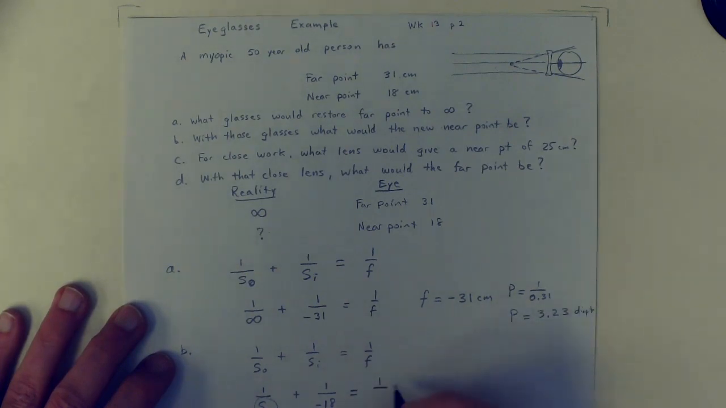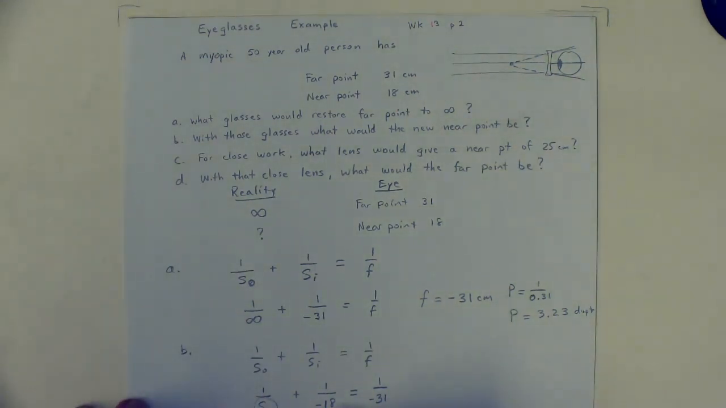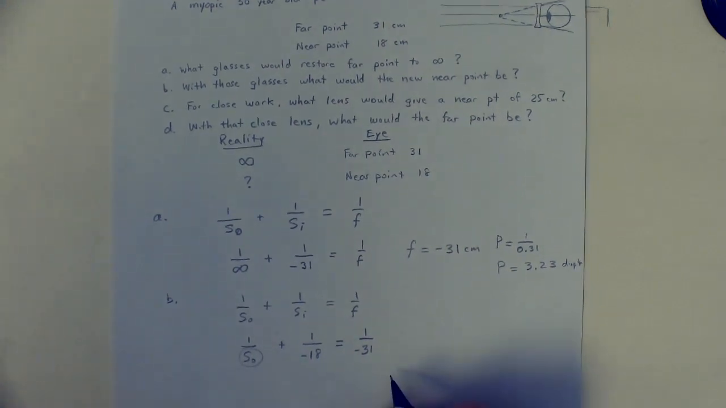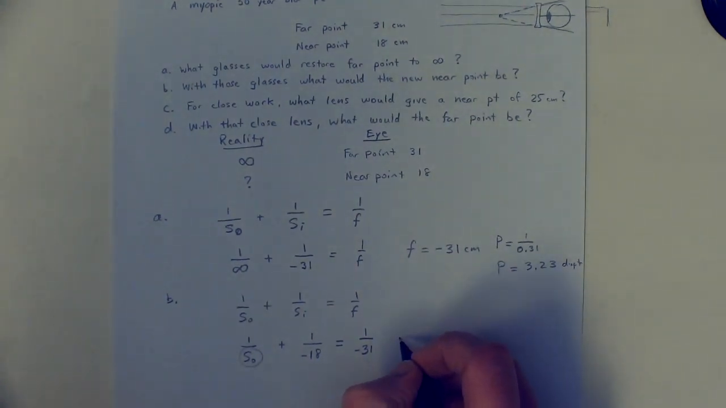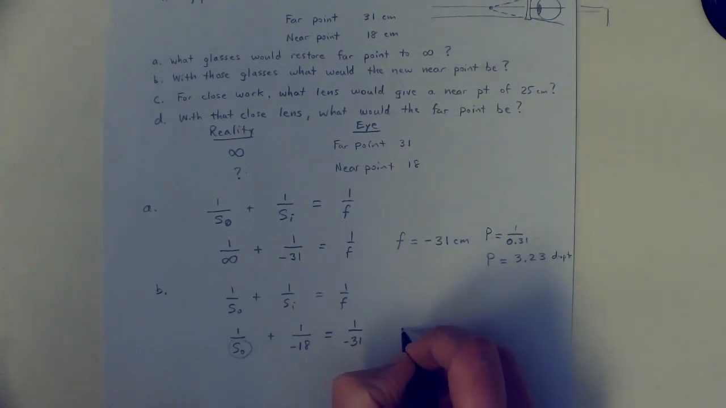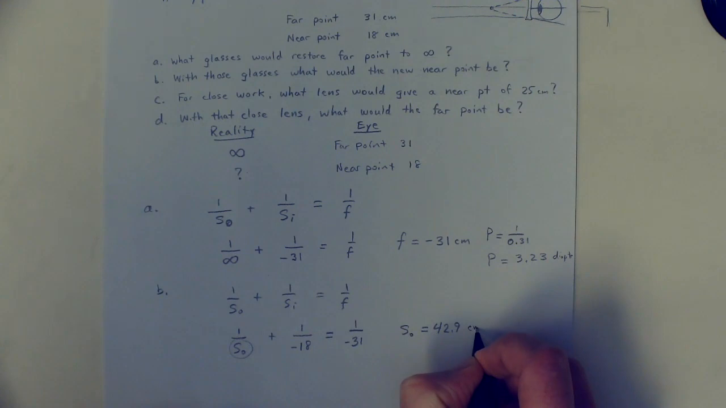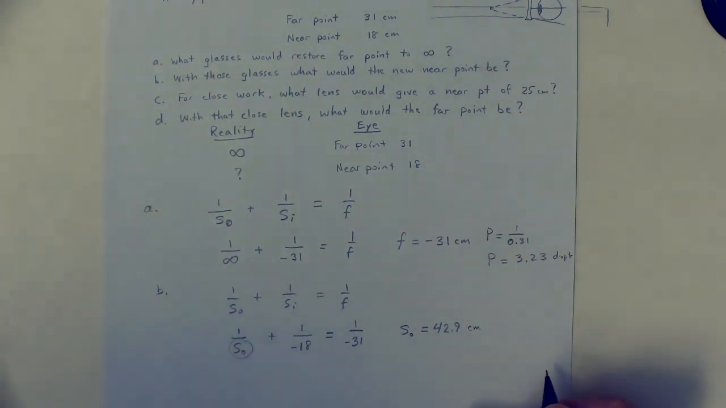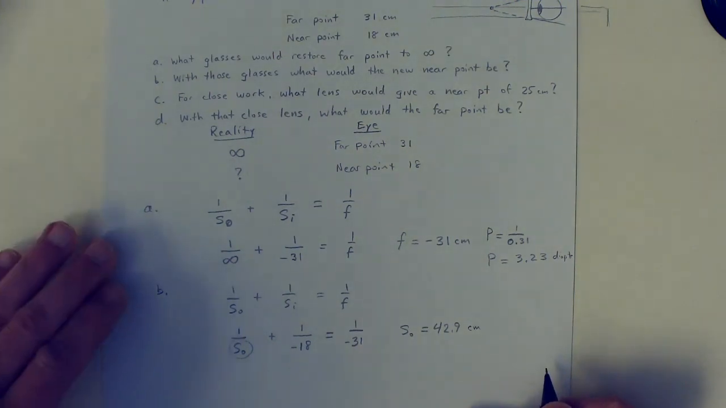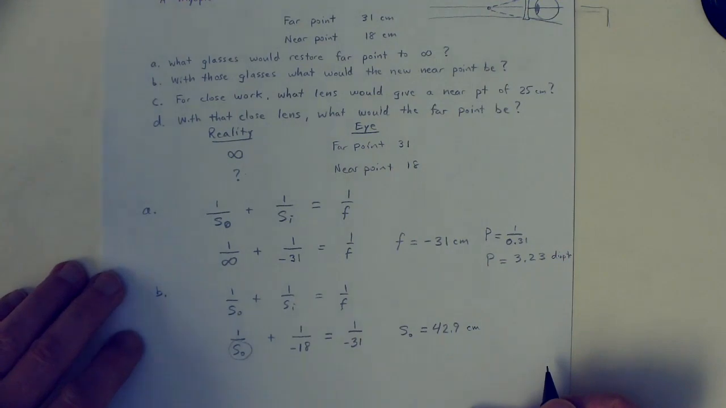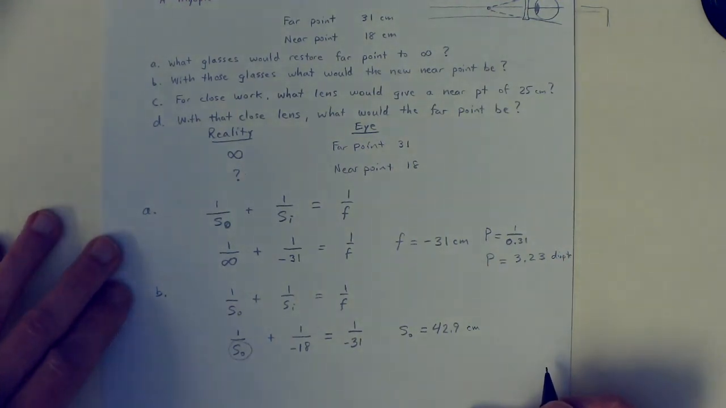Now, we're using the lens we just found. We're trying to figure out where the object would be that would seem to be at 18 when it's using this lens. So now we can calculate all of that and see what we get. And you'll find that the object distance is 42.9, or about 43 centimeters. That's kind of far away. That means this person really won't be able to just wear these glasses for everything. They'll have to take them off to read or do something, or get bifocals.